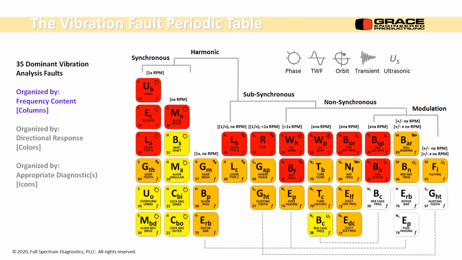The second part is organized by directional response. These are the colors: the yellow, the red, and the orange. After we're done sorting those two ways, we organize our faults by a diagnostic. We have 5 different diagnostics we can use to sort out what's what. If I think it's in a synchronous column, I have a bunch of phase diagnostics I would do to see which one of these faults is the culprit.